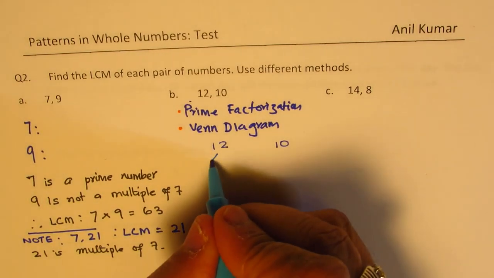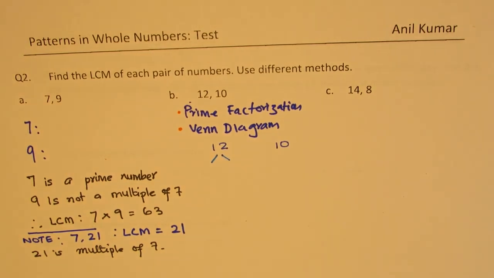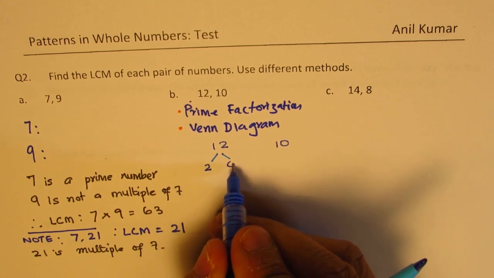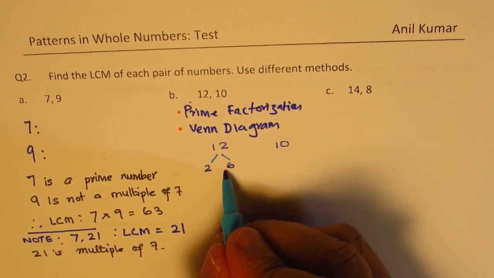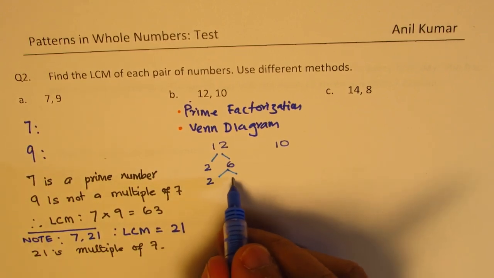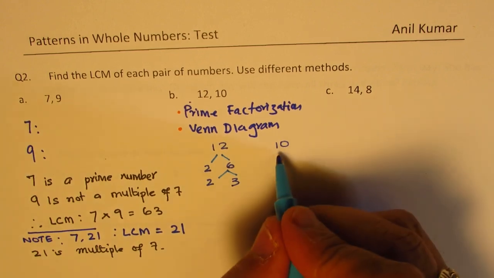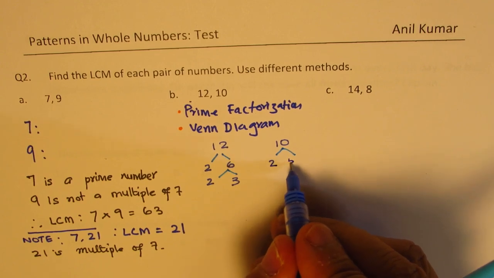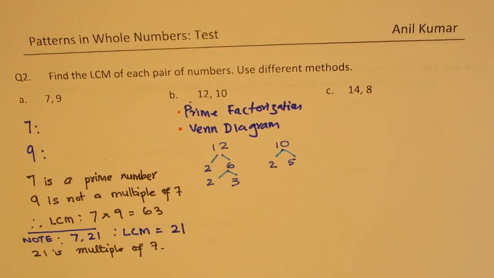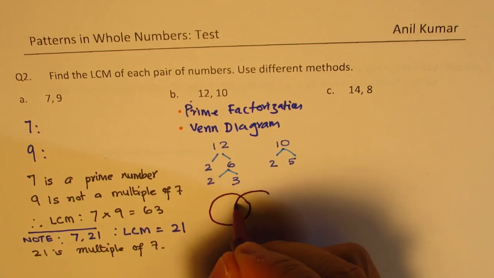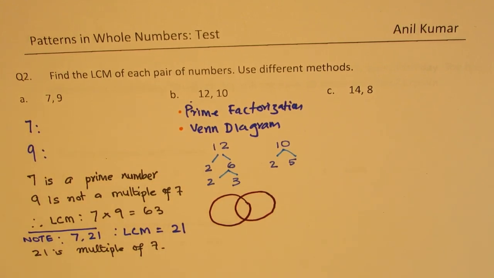As far as 12 is concerned, I could write this as a multiple of 2 and 6. 2 is a prime number, so we're trying to take prime numbers as one of the factors. And 6 is 2 times 3. As far as 10 is concerned, we could write this as 2 times 5. What do you notice? Well, let's make a Venn diagram to represent the prime factors of the given numbers.